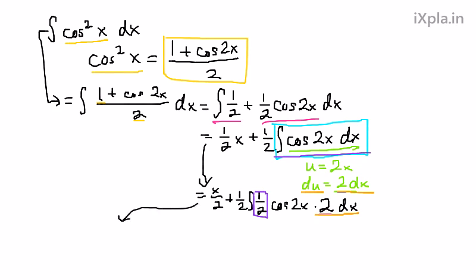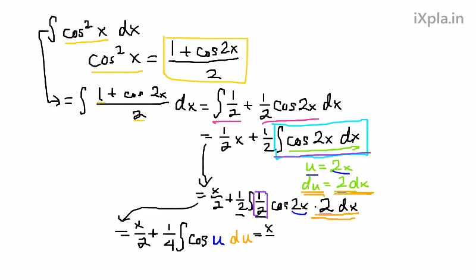So this is now x over 2. You can actually bring out that other 1/2 right there. So this is plus 1/4 integral cosine of, and this 2x is u. Then this 2 dx is du. Now we have a nice integral. We can finish this off.